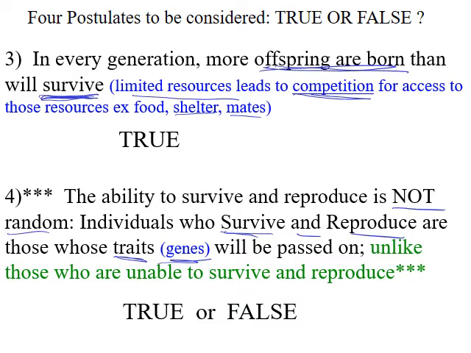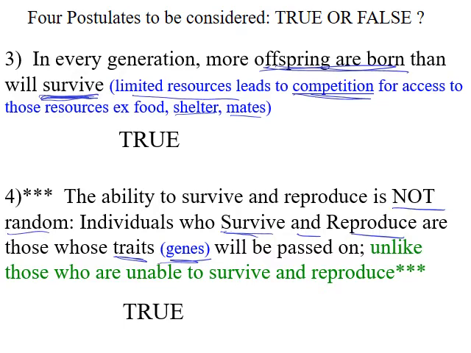Well, you should note that's true because, of course, if you die, you can't pass on your genes. If you don't survive to the age of sexual reproduction, if you're a baby sea turtle, you're not going to be able to have offspring. So all four of these postulates should make sense as being true.